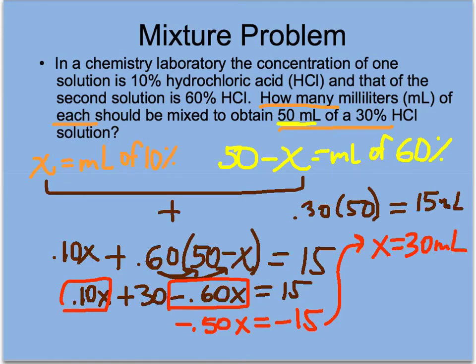Remembering that x represents how much I need of the 10% solution, that means I need 30 milliliters of 10% solution. And since I have a total of 50, I need 20 milliliters of the 60% solution. And so there in the green box to your right, you have your final answer.